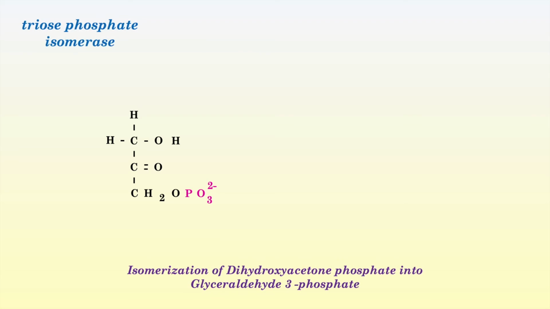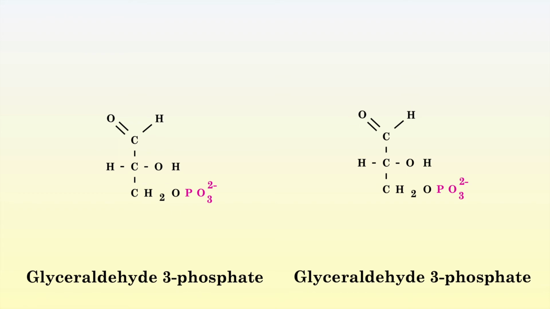To visualize this next step better, let's rotate this molecule. Dihydroxyacetone phosphate is an isomer of glyceraldehyde 3-phosphate. The next step involves the conversion of the dihydroxyacetone phosphate into glyceraldehyde 3-phosphate. This is done by triose phosphate isomerase. Thus, notice that from one molecule of fructose 1,6-diphosphate, we have got 2 molecules of glyceraldehyde 3-phosphate.